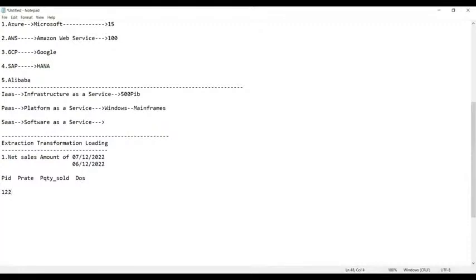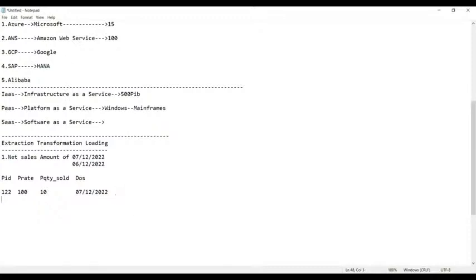Let us see what other things you have. Product ID is something like this, 122. Product rate is 100 rupees. Product quantity sold is 10. And the date of sale is 07, 12, 2022. This is the first line you have.